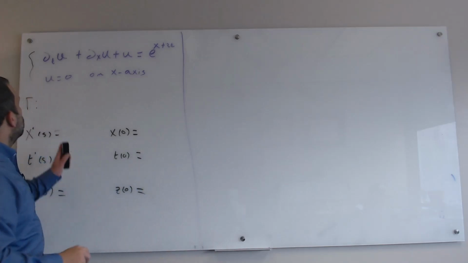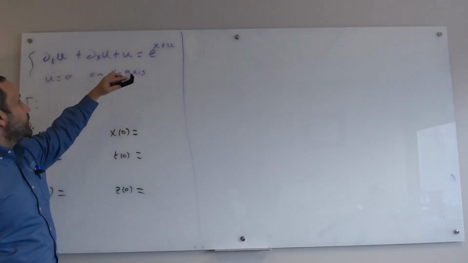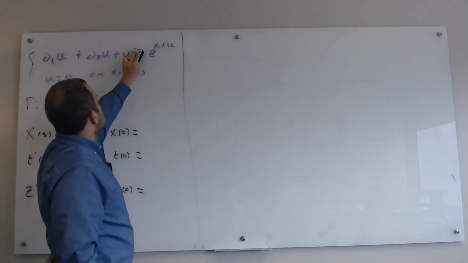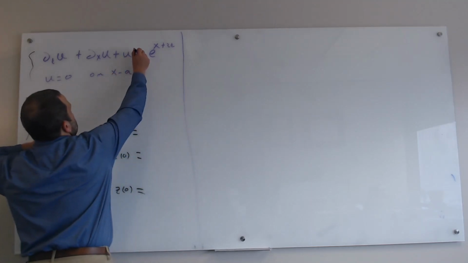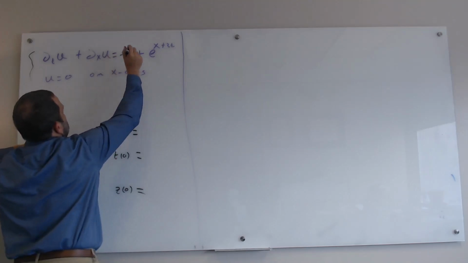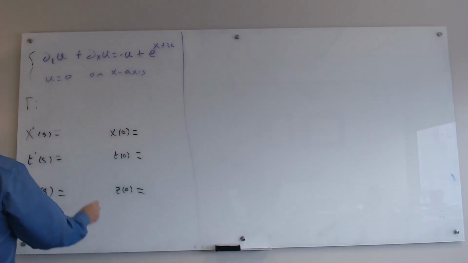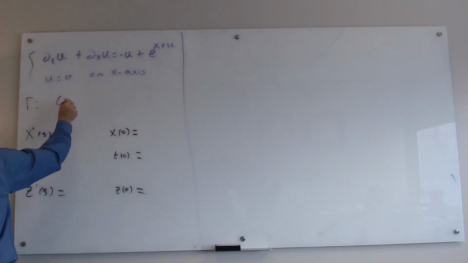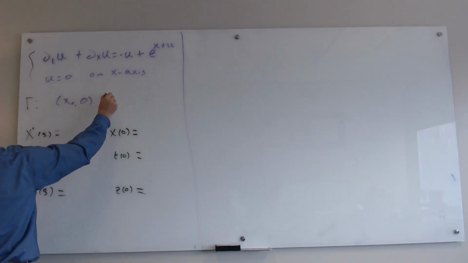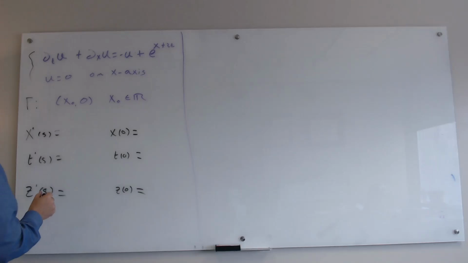I want to only have the t derivative of u and the x derivative of u on the left-hand side and everything else on the right-hand side. So I'm going to subtract off u. So it's going to be like that. Okay. So the parameterization for gamma, again, x naught is 0, for x naught in the real numbers.